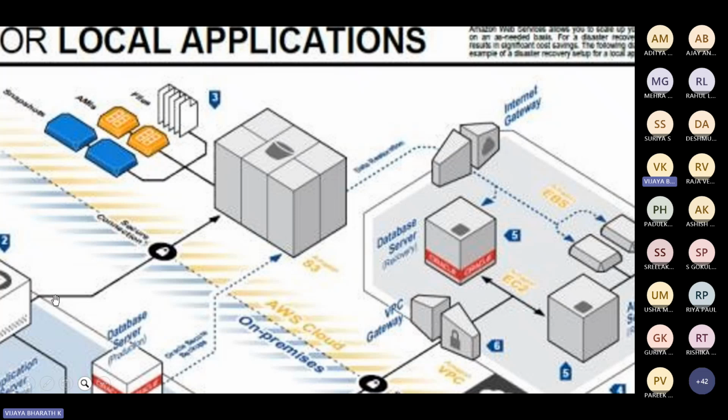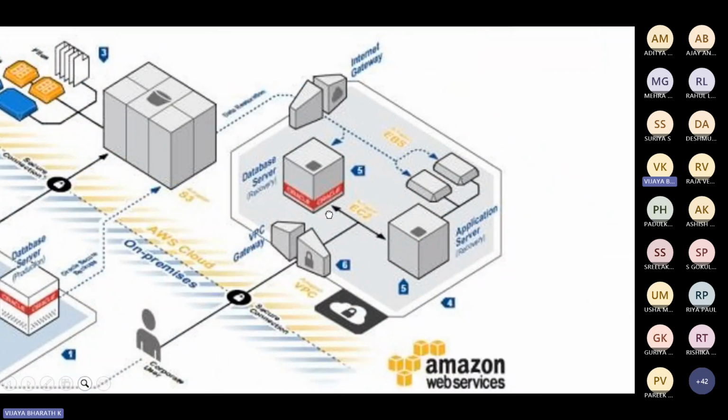Those data are stored into S3. From there the data are fetched and processed. If you see, you have your database server over here, you have your application server over here, and the corporate user who accesses through the VPN gateway gains access to those data.